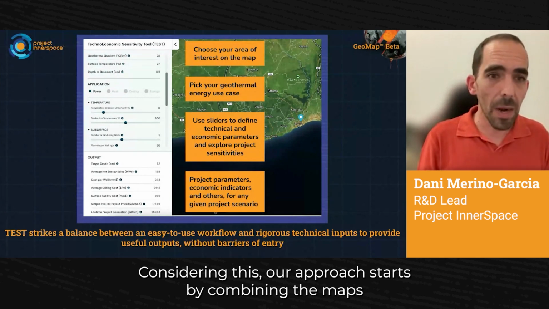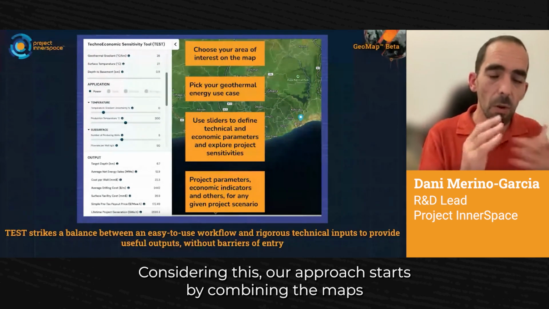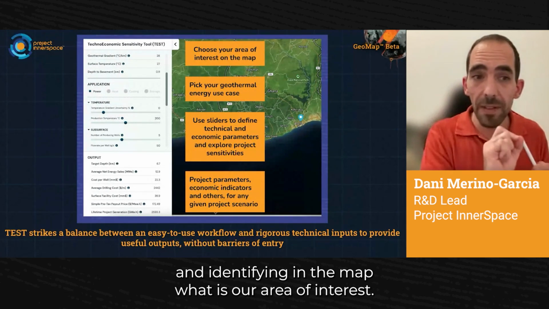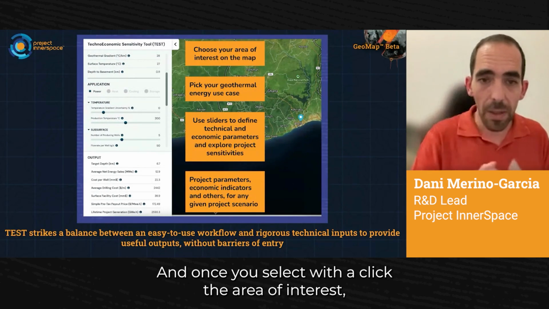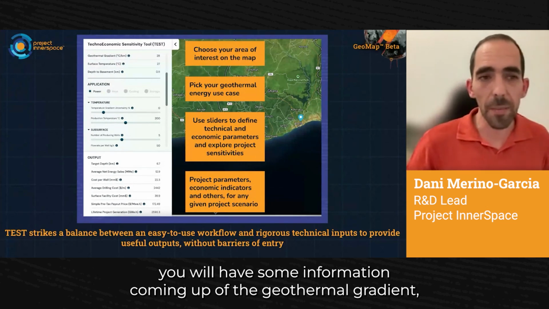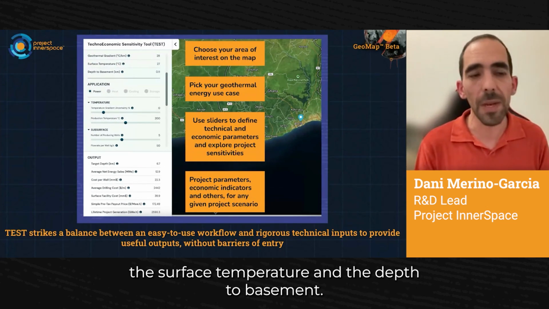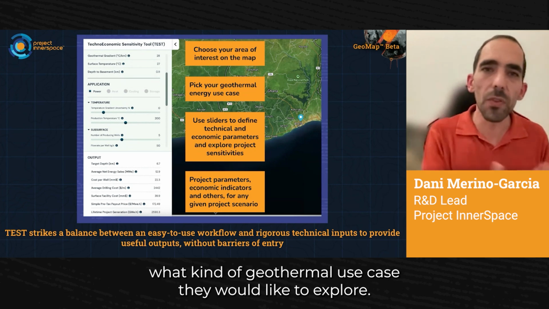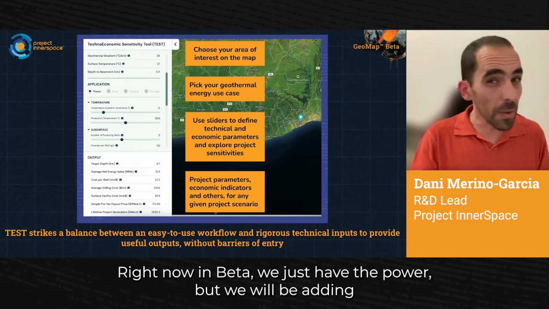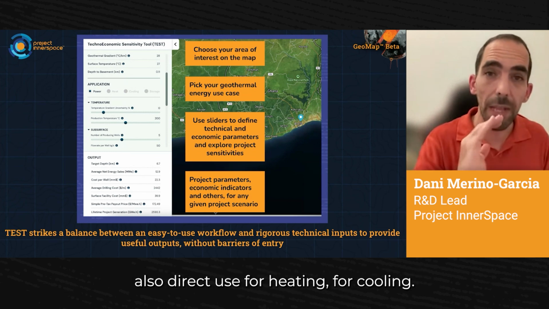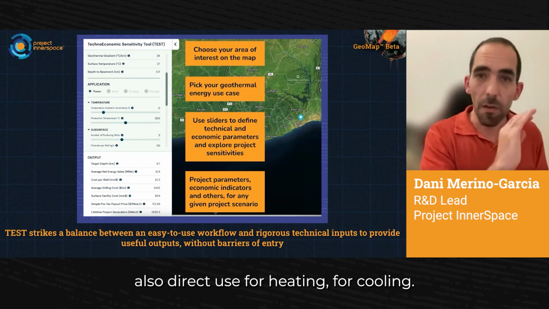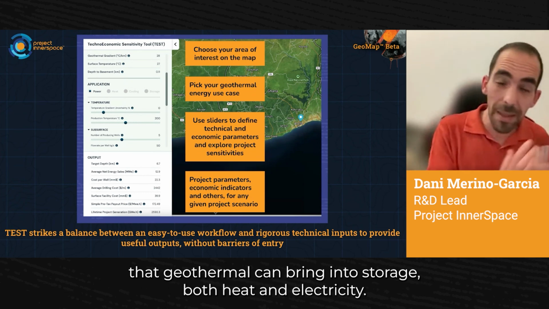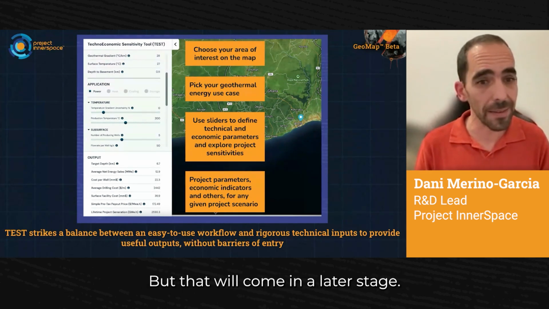Considering this, our approach starts by combining the maps and identifying in the map what is our area of interest. And once you select with a click the area of interest, you will have some information coming up, such as the geothermal gradient, the surface temperature, and the depth to basement. Later on, the user would pick what kind of geothermal use case they would like to explore. Right now in beta, we just have the power, but we will be adding also direct use for heating, for cooling, and we also acknowledge the opportunity that geothermal can bring into storage, both heat and electricity, but that will come in a later stage.